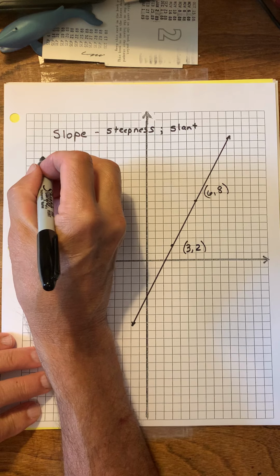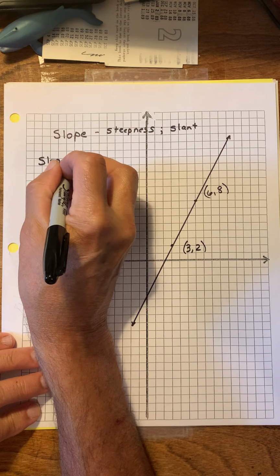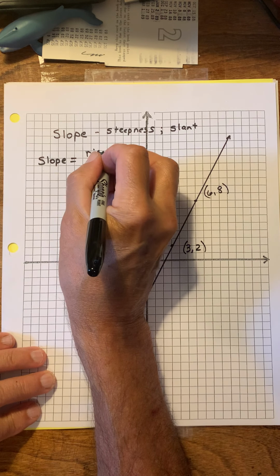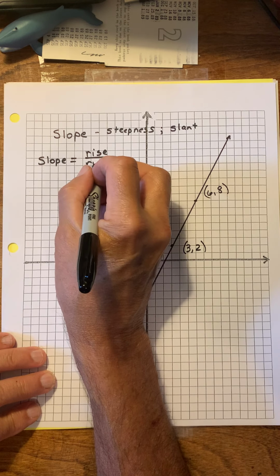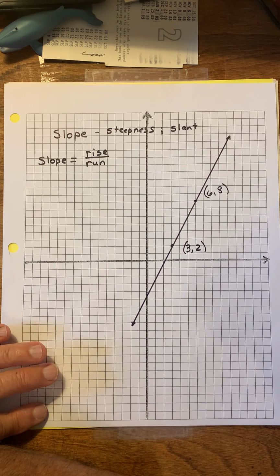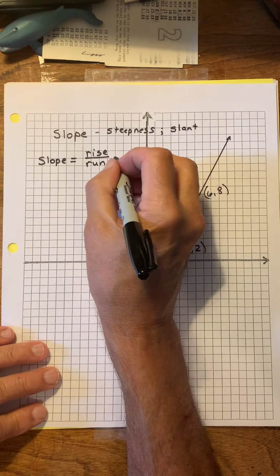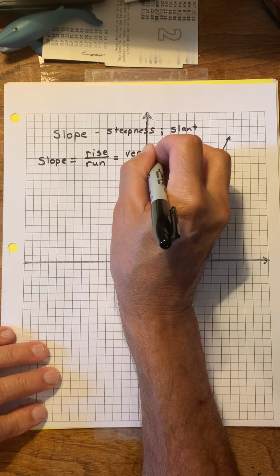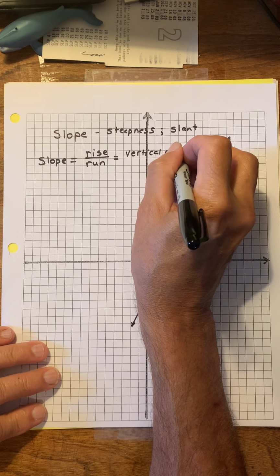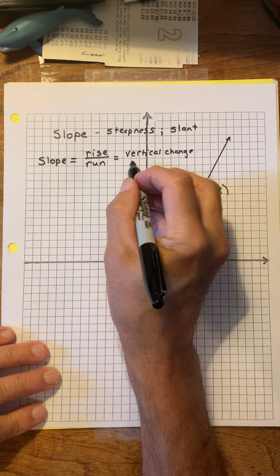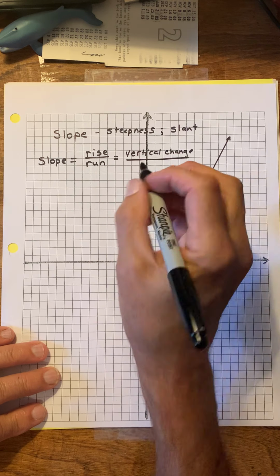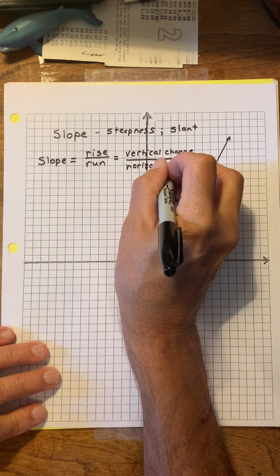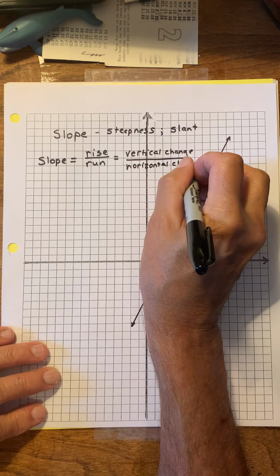That's where we get into this concept. And I know you've heard of it, that the slope is defined as the rise over the run, which makes absolutely no sense at all unless you realize that the rise means the vertical change and the run means the horizontal change between 2 points.